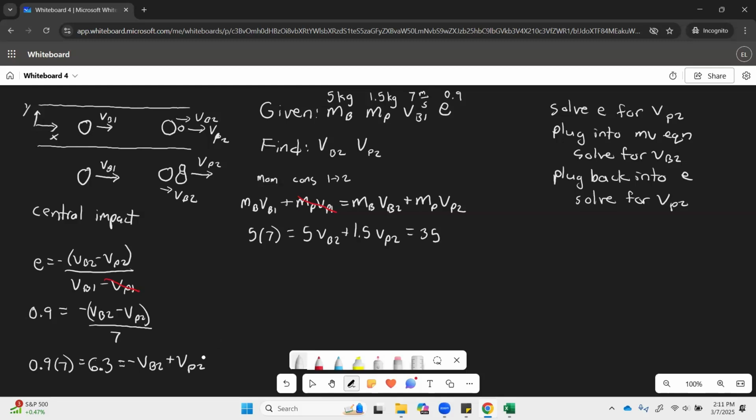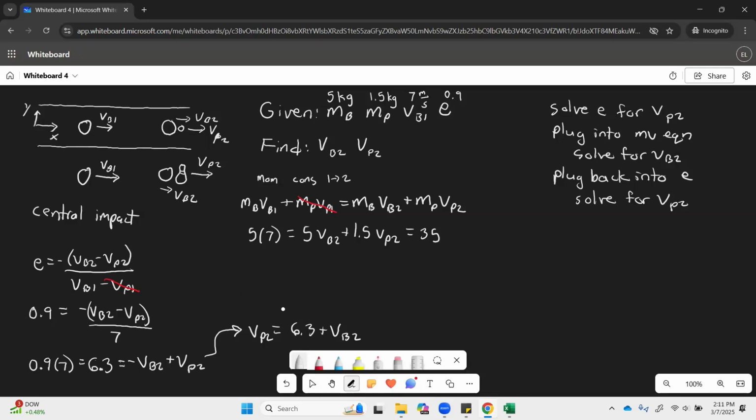So if we rearrange this here, then we'll have VP2 equals 6.3 plus VB2. And even right here, we can do a reality check. This is telling us that the post-collision speed of the pin is the post-collision speed of the ball plus 6.3. So the pin is going to be going faster than the ball after the collision. And that makes sense because if you think about it, when you're at the bowling alley, the pins just fly as soon as they're hit by the bowling ball.